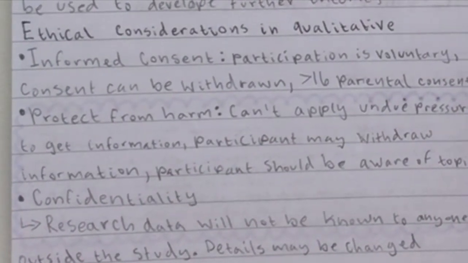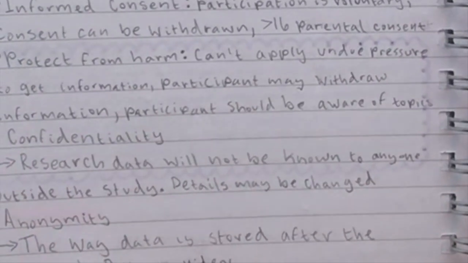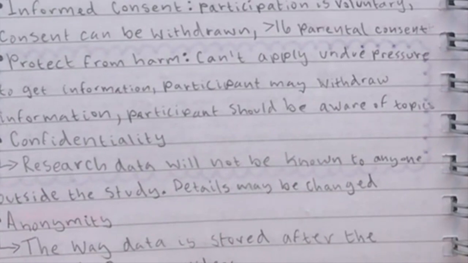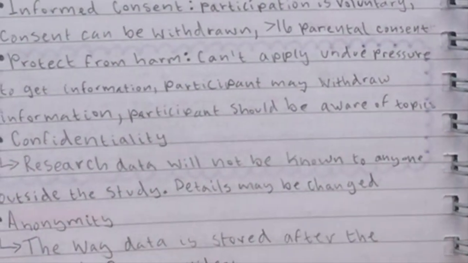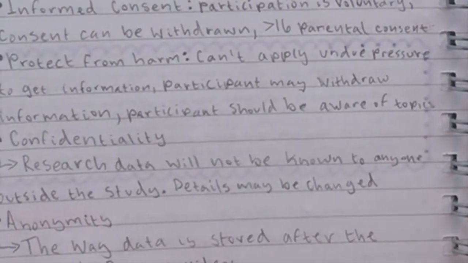So the participants have to know that participation is voluntary and that they can withdraw their consent at any point. So they could say, oh, I'm sorry, I actually don't want to be here. And it's also important that if you are under 16 years old, that you get parental consent as well.